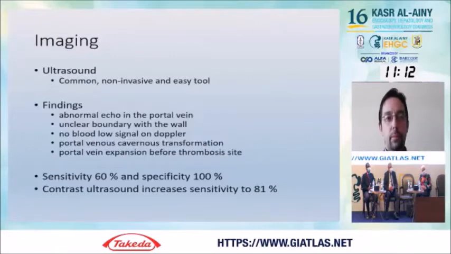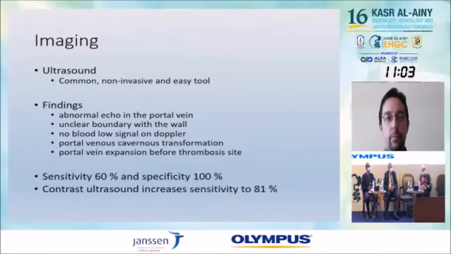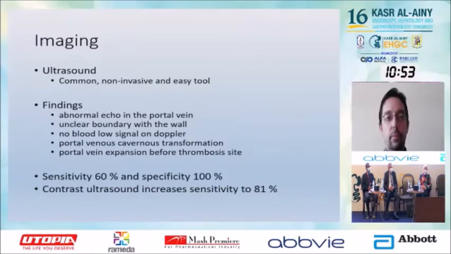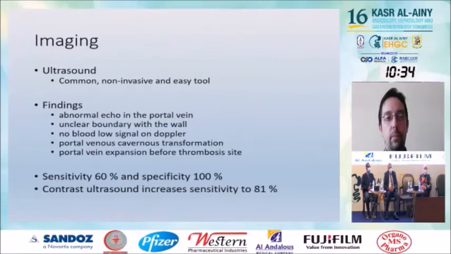Detection of portal vein thrombosis by imaging can be done by ultrasound, and that's a common, non-invasive, and easy tool. Some of the findings include an abnormal echo in the portal vein, unclear boundary with the wall, no blood flow signal on Doppler, portal venous cavernous transformation, and portal vein expansion before the thrombosis site. The sensitivity is 60% and the specificity is 100%. Adding contrast ultrasound increases the sensitivity to 81%.